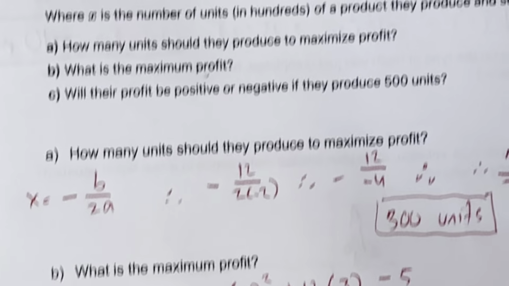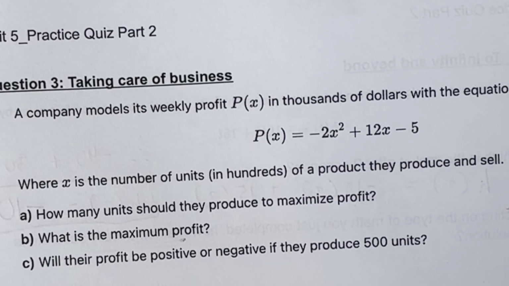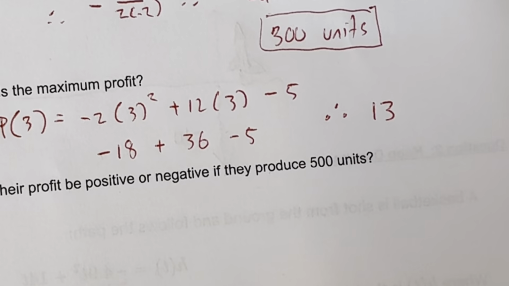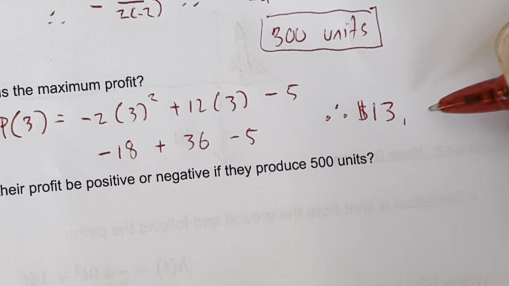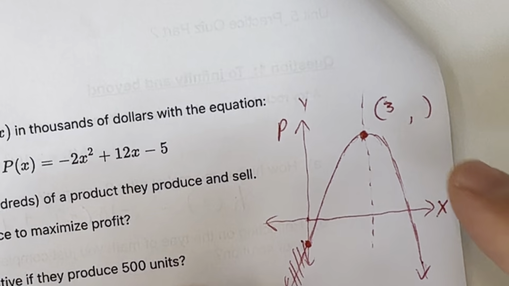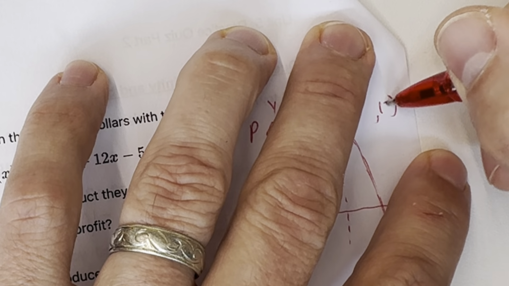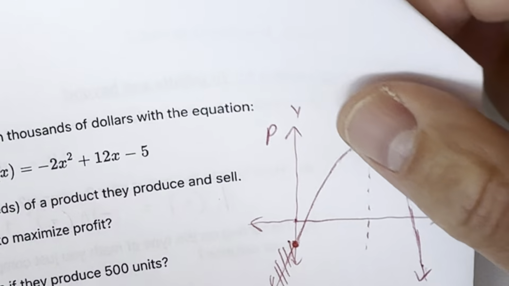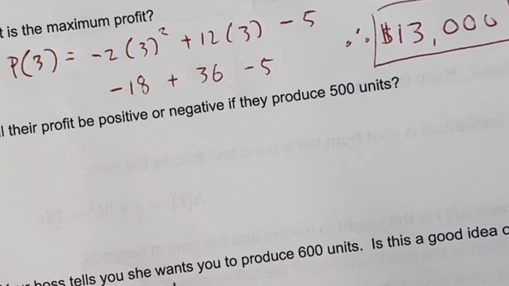But remember, the question said the profit is in thousands. So this money is not just $13, it's $13,000. But on the graph, the context of the graph, we would just put this as a 13, okay? There you go, boom pow, that's question B.